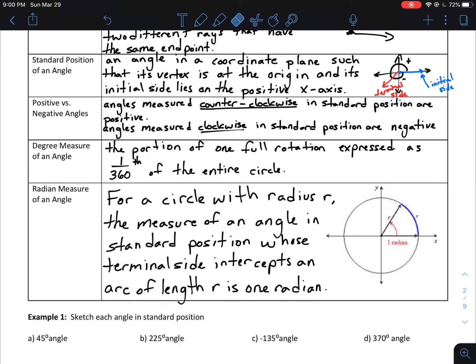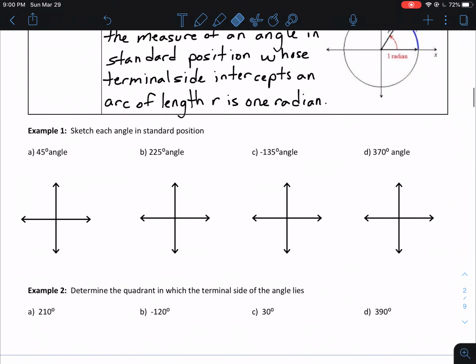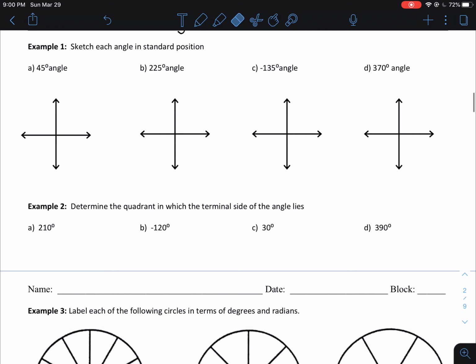Okay, so to do some practice, let's go ahead and start some sketches. So sketch each angle in standard position. And you're going to notice that I'm not going to use a protractor for any of these, and really, again, we're just sketching it, so it's not all that important. It is going to be important, though, to show a couple different things.